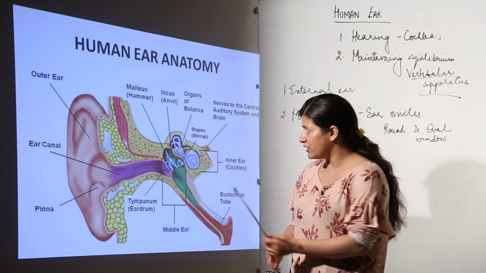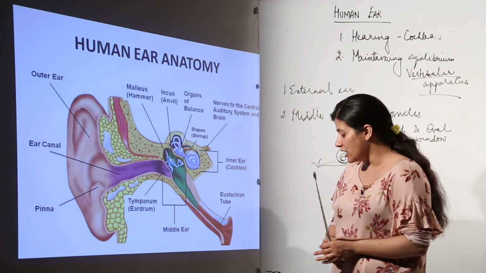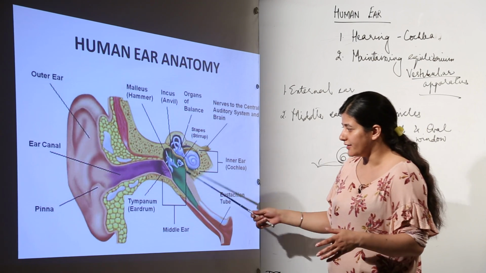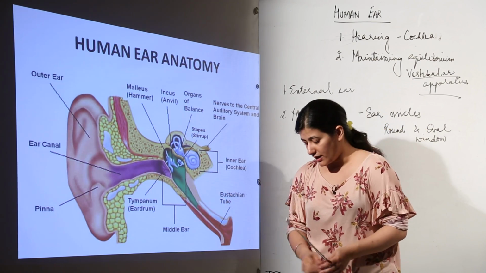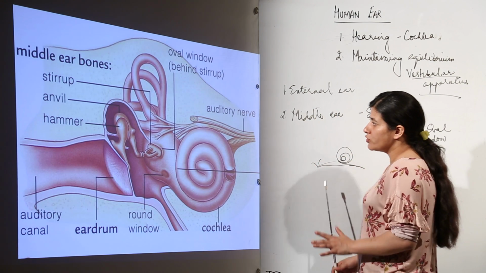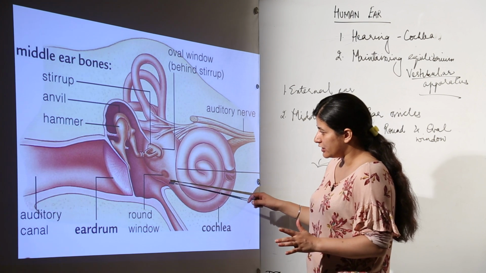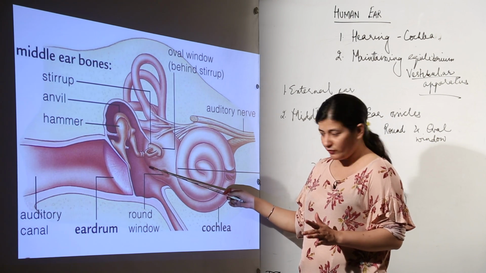So this is about the ear anatomy. Now let us see, we need not get into detail of the external ear anatomy. Let us see what the middle ear is all about. You know that there is the tympanum, there is the ear canal. We are going to move further to the middle ear bones you can see over here. I had mentioned the terms round window and oval window.